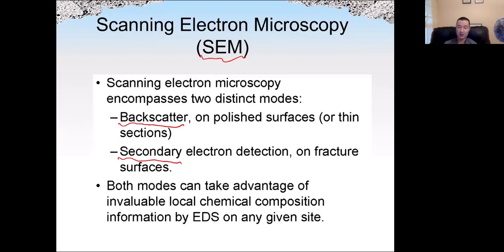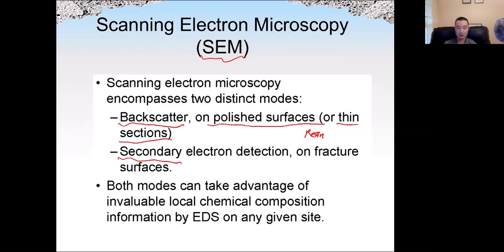For the backscattered scanning electron microscope, the sample needs to be polished. So the surface needs to be a polished surface or thin sections. Okay, we cut the sample. We need to mount the sample with resin. Okay, and then we polish the surface to be very smooth. Okay, similar to what we do to the painting of a car. Okay, we do the primer, we do the paint, and we polish using different grades of sand. Okay, so we polish the surface, and then we do the backscatter SEM.